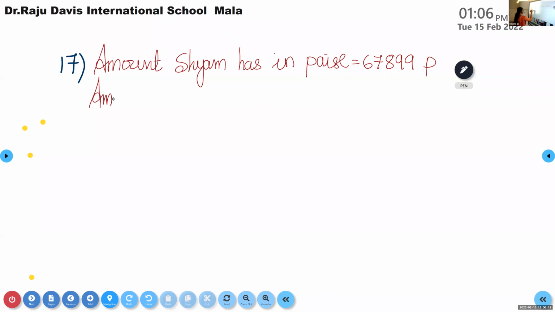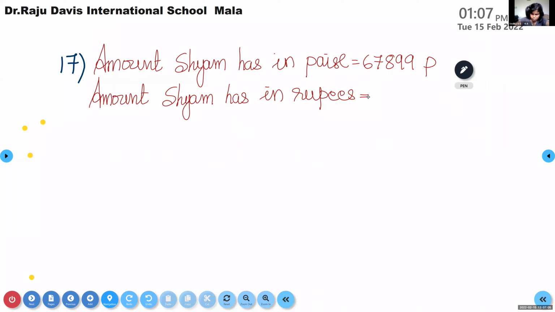So let the second statement be amount Shyam has. This time you have to convert into rupees. In rupees is equal to. Vedika, how will we convert into rupees? You can just put a point. Rupees 678.99. Yes. The last two digits will go for paise. After the last two digits, put a point. That's good. Thank you, ma'am. Amount Shyam has in paise is 67,899 paise. Then amount Shyam has in rupees.